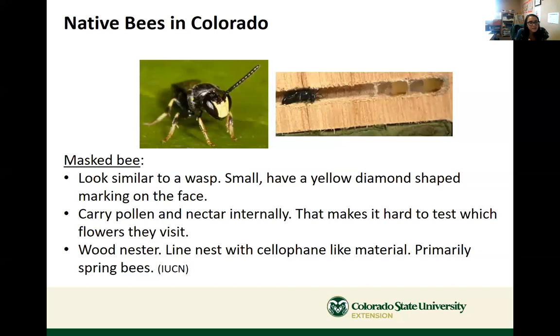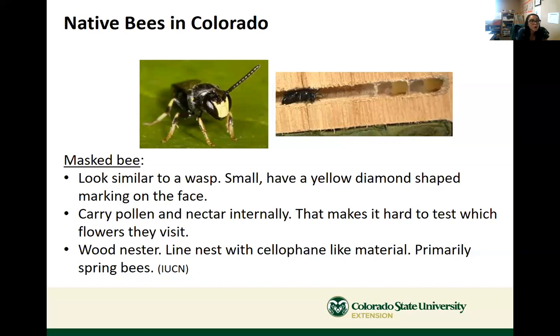Interestingly enough, this species carries their pollen and their nectar internally, whereas most bees will have the pollen stuck to the outside of their bodies, and that makes it easier for researchers to tell which flowers are being visited by these bees. But for the masked bee, it's hard to tell. It's hard to say because the pollen's on the inside. So we don't want to kill them to see what kind of pollen they have. So we're not too sure what exactly they visit.